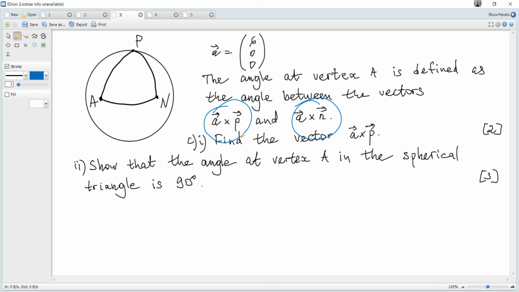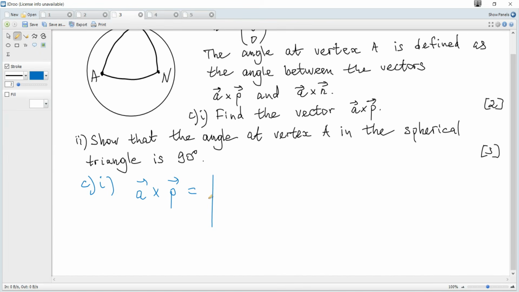The angle between these two vectors is, by definition, the angle at vertex A for a spherical triangle. Question C(i): find the vector which is equal to the cross product of the two vectors A and P. You may use the formula which is given in the data booklet. I use another formula.